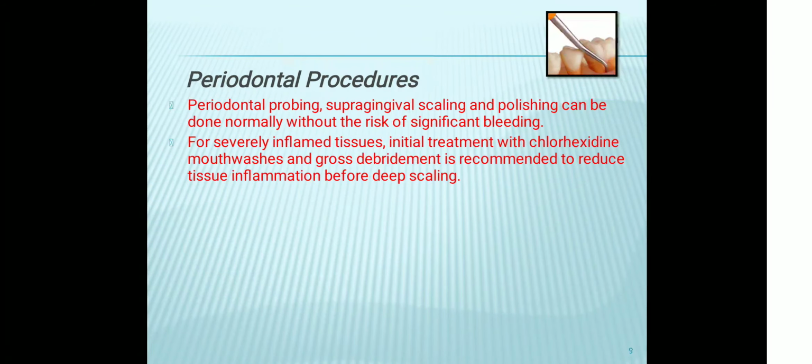Periodontal procedures. Periodontal probing, supragingival scaling, and polishing can be done normally without the risk of significant bleeding. For severely inflamed tissues, initial treatment with chlorhexidine mouthwash followed by gauze debridement is recommended. Then you go for subgingival scaling to reduce the tissue inflammation before the deep scaling. So this is the only precaution in the periodontal procedures.